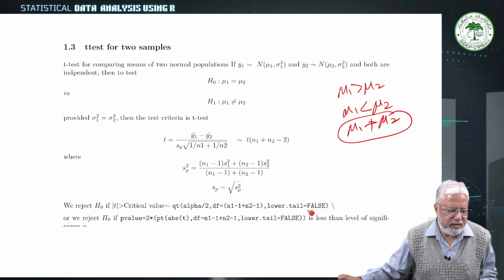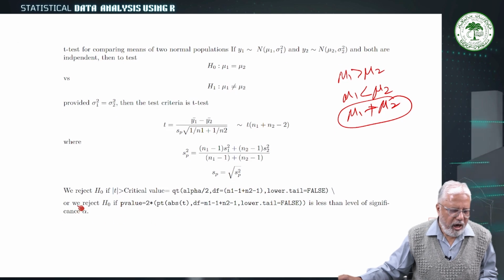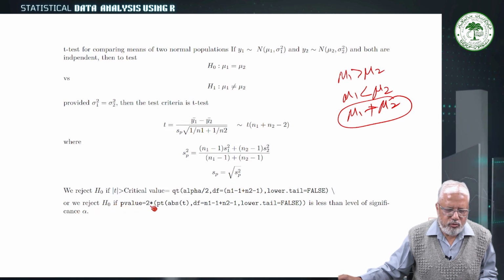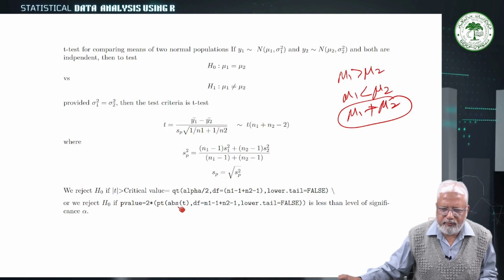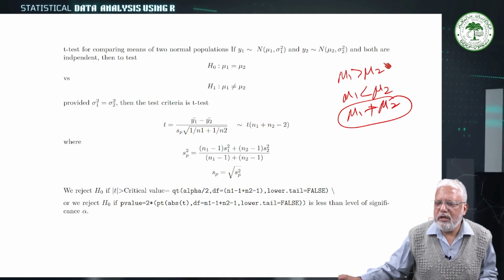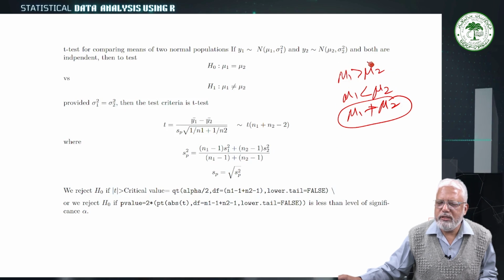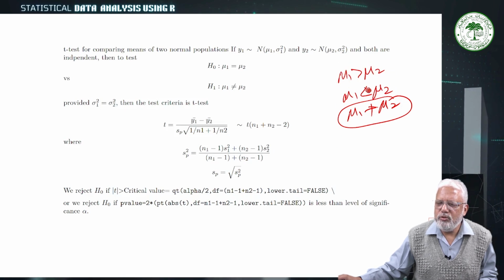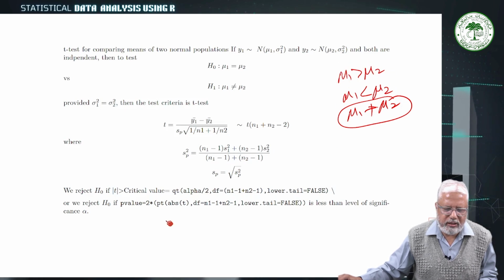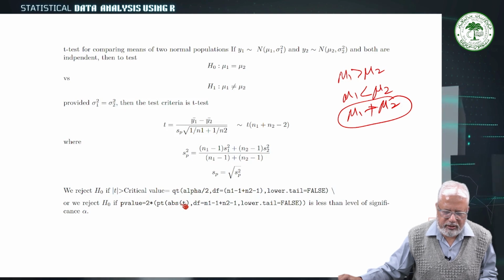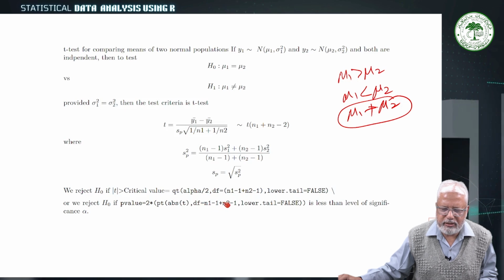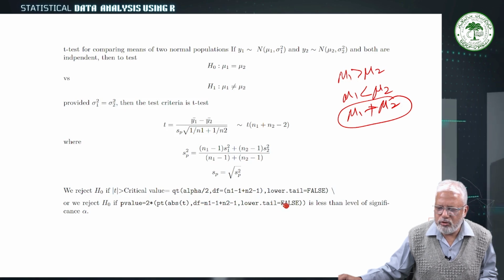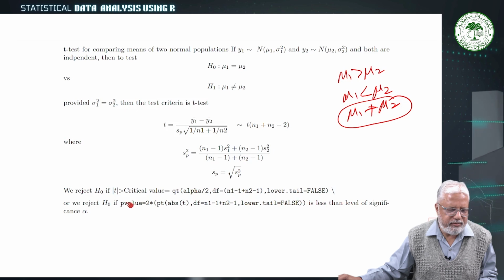Lower.tail is equal to false. Or we reject H naught if the p-value, which is nothing but 2 times the tail probability, is less than the level of significance alpha. We are taking absolute value of t because here the alternative is two-sided. So that's why it can be greater than mu, it can be less than mu. So that's why we are taking absolute value of t, and degree of freedom n1 minus 1 plus n2 minus 1, lower.tail is equal to false.